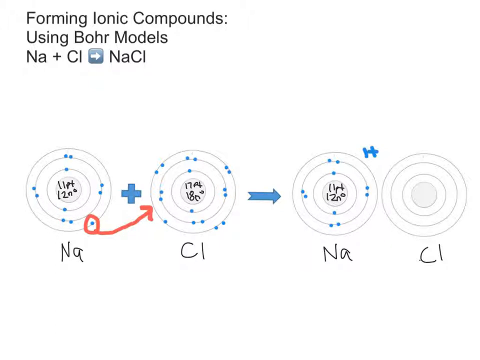Looking at chlorine, I still have 17 protons and 18 neutrons. With regard to the electrons, what I have done is gain an electron, and I show that gained electron with an X. In the process of gaining an electron, I also gained a 1 negative charge. That is the process of forming ionic compounds using Bohr models.